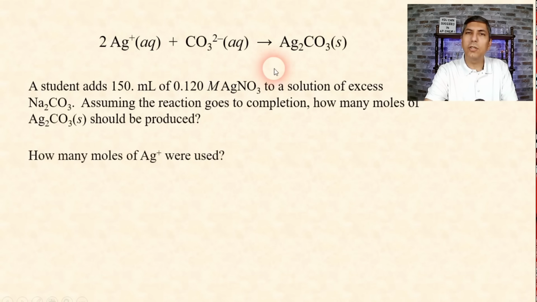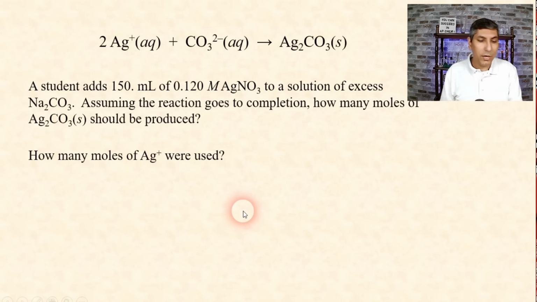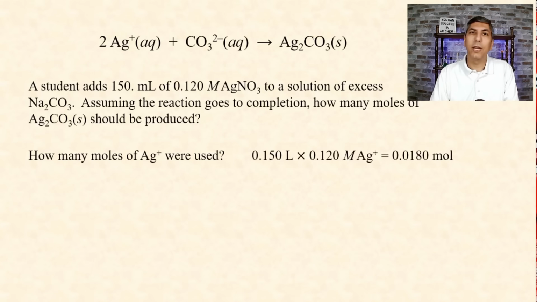Well, the question is how many moles of silver ions were used? Now we can use the equation molarity equals moles divided by liters to figure that out. If you rearrange that, you find that the number of moles is just liters times molarity. So I take 0.150 liters times 0.120 molar silver ions, and I find that I had 0.0180 moles of silver ions added to the solution.